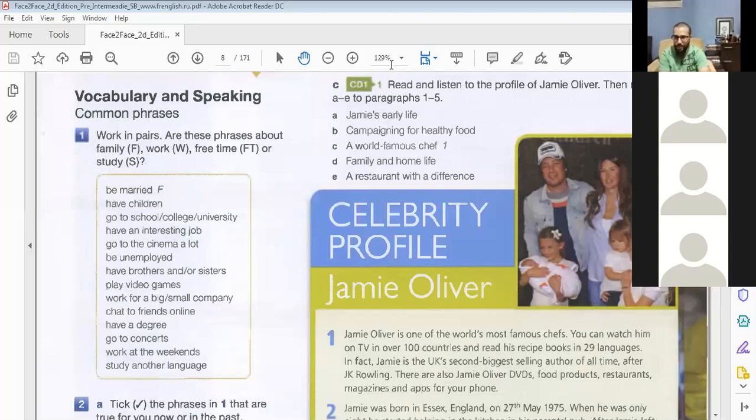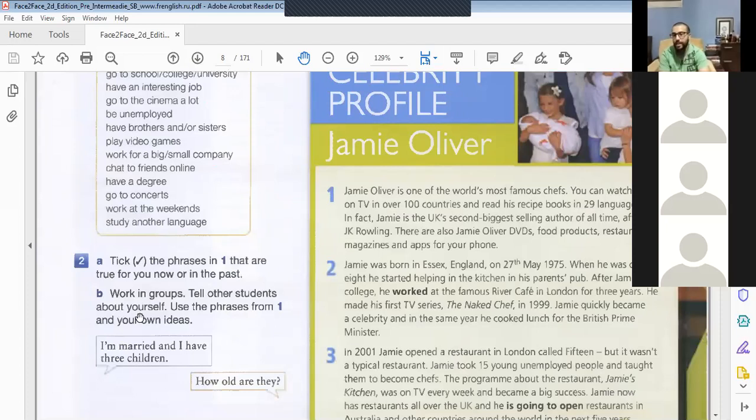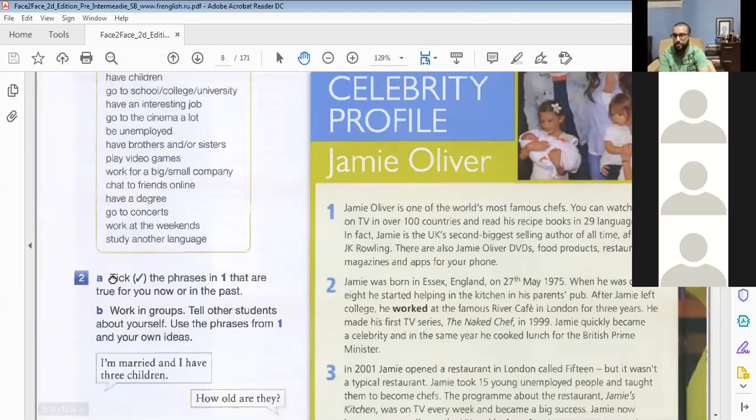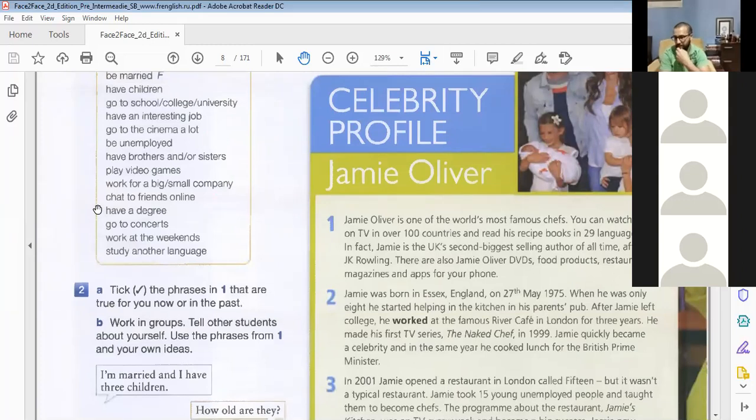Okay, let's check our second exercise here. It says, tick the phrases in number 1 that are true for you now or in the past. Use phrases from number 1 and your ideas. All right, so here we want to use these phrases to talk about ourselves. For example, to be married, if you want to talk about yourself, you can say, I'm married and I have 3 children. Or you can say, I'm not married and I don't have children, for example.